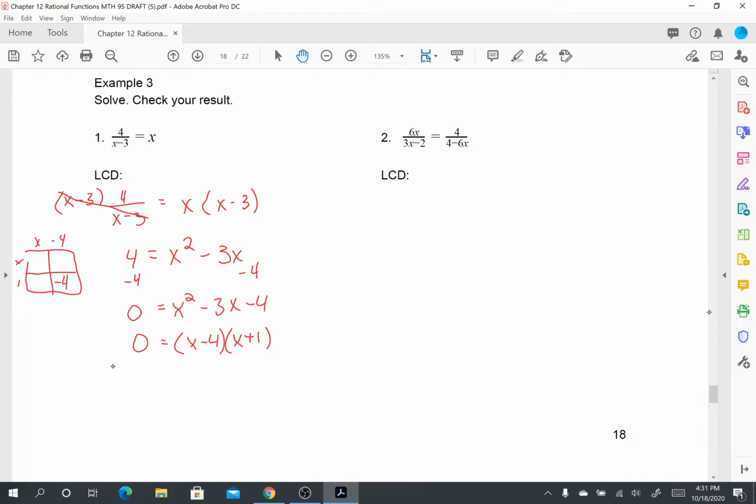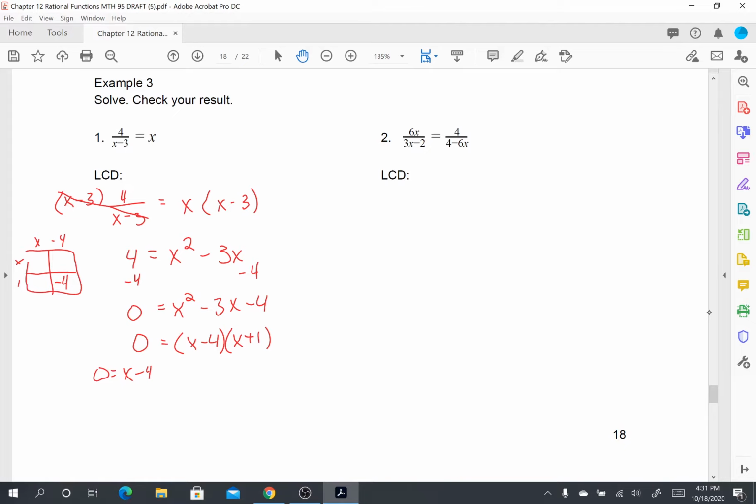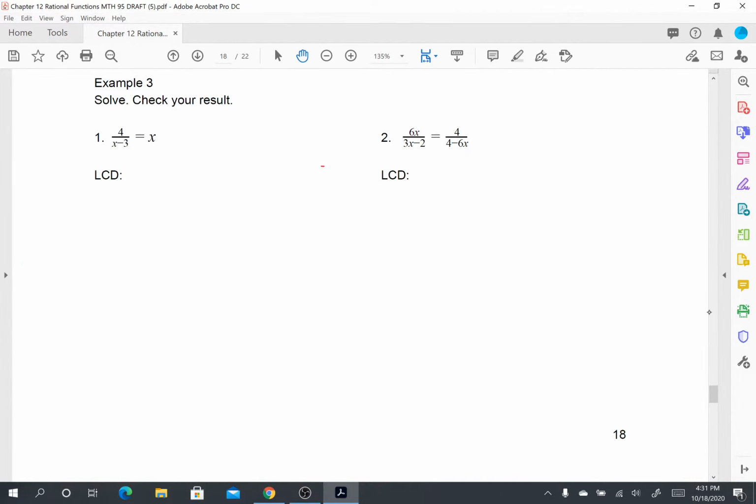I will have the solution of x minus 4 being equal to 0 and x plus 1 equaling 0. So my answers, I've got 2 for x, at least I think I do at this point, 1 and 4. Okay, so I'm going to check my work, make sure none of those answers are extraneous, and let's check 1 first. 4 over 1 minus 3 equals 1.